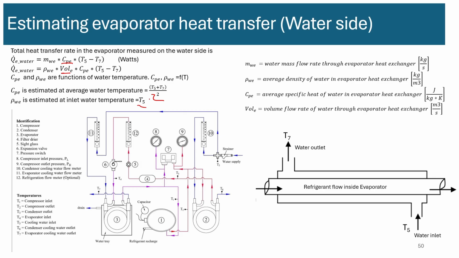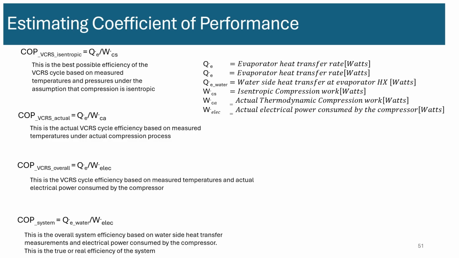So use CoolProp in a similar way and do these calculations. Now, estimating the coefficient of performance, the final performance of the system. There are different coefficients of performance depending on what you choose to be at the input and output. In all these three cases, our output is Q dot E, which is the heat transfer on the refrigerant side at the evaporator.